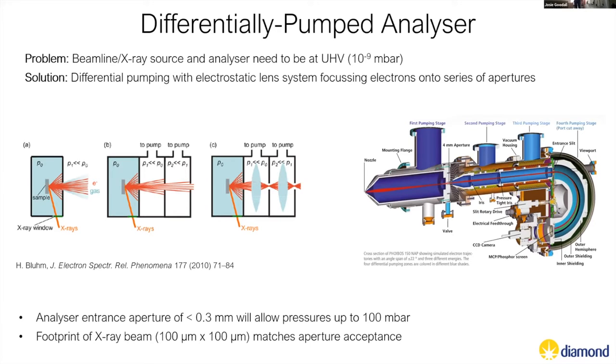The back half, so here to here, is exactly the same as any XPS analyzer you'd ever see. The difference is all here, where you have your pumping stages and vent systems. And this allows us to go up to 100 millibars. You don't actually see anything at 100 millibars, you don't get any electrons or X-rays coming out. But pressure-wise, you can pressurize this system up to 100 millibars. And right at the end, we have a hole of about 0.3 millimeters. So we match our X-ray beam to basically fill the space in front of that, so about 100 microns or so across.